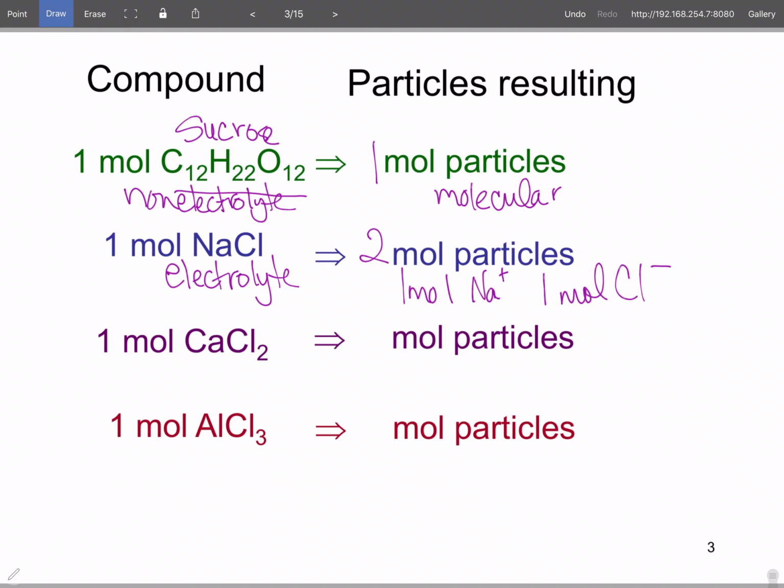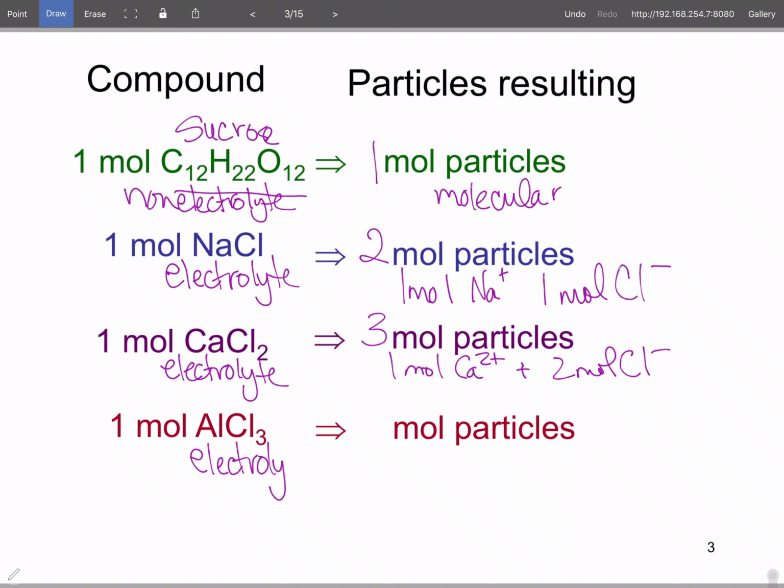Calcium chloride is again another electrolyte. So when it splits up, you're going to get 3 moles of particles: 1 mole of calcium ion and 2 moles of chloride ion. Electrolytes, remember, are salts, and all of these are salts because they have metals. So 1 mole of aluminum chloride would produce 4 particles because it's 1 mole of aluminum plus 3 moles of the chloride ion.